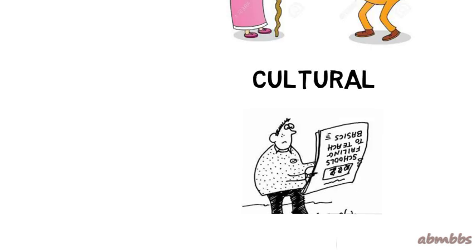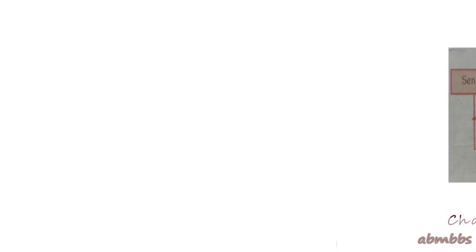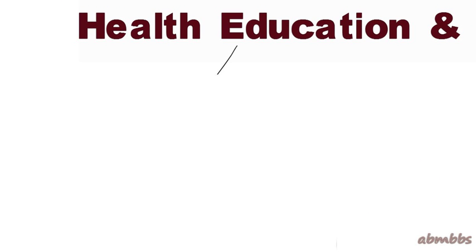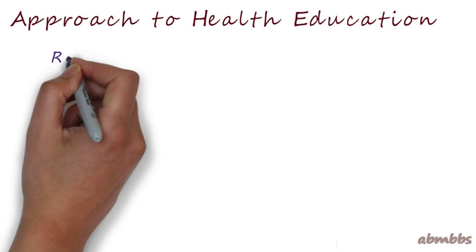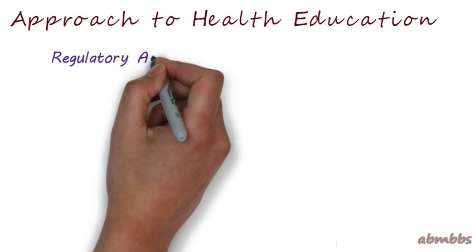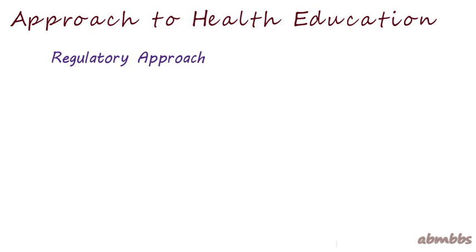This brings us to the end of the communication part of the chapter. Now we come to the health education. So, what are the different approaches to health education? First is the regulatory approach, in which people are forced to act in a certain way by making laws.